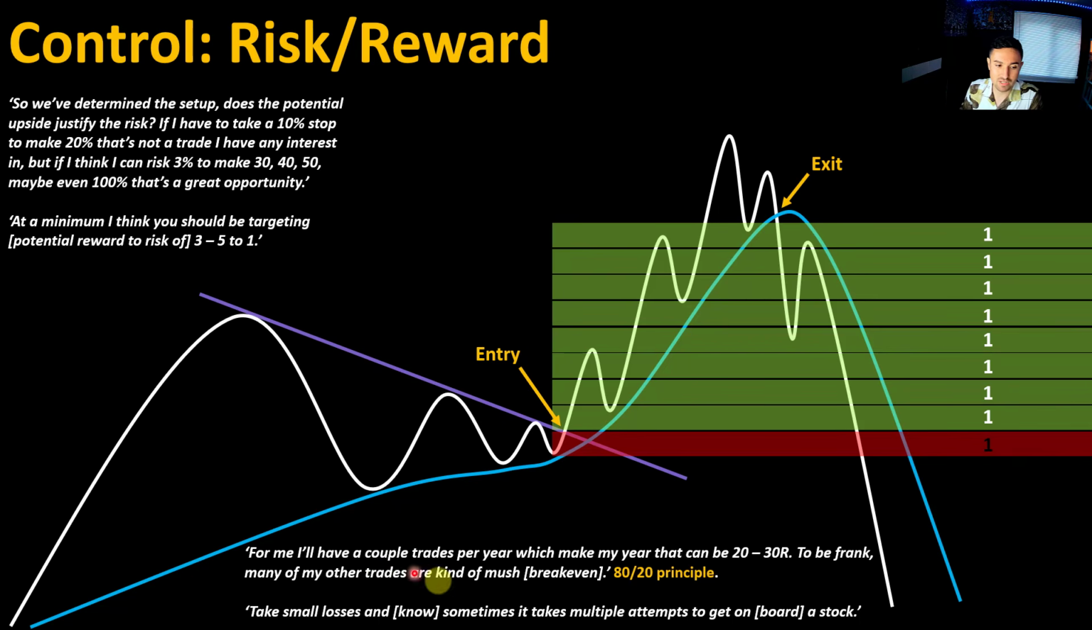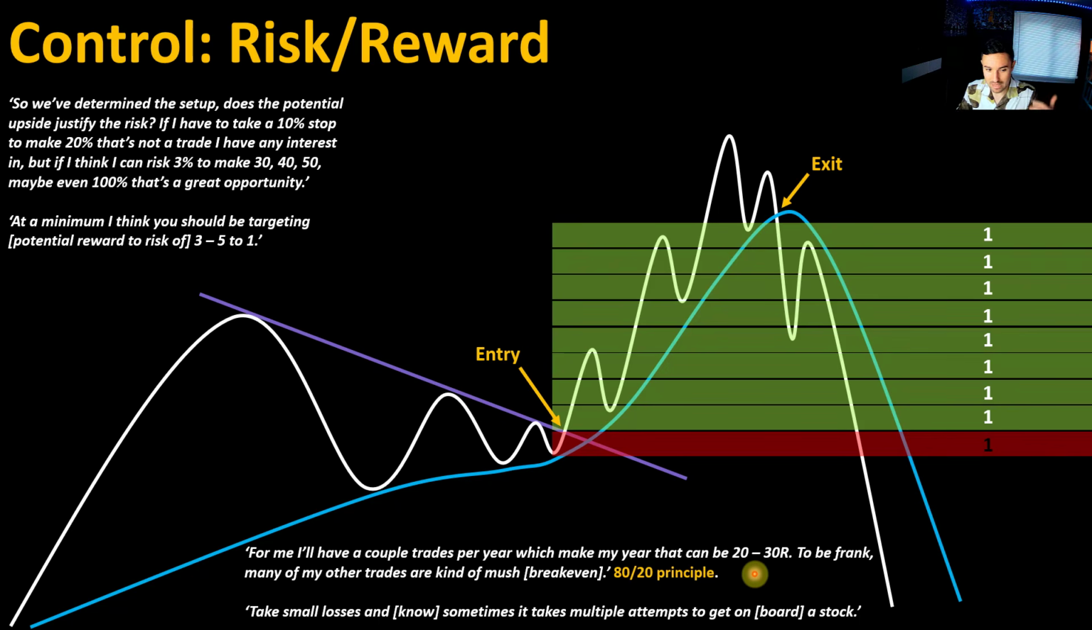So small losses, big winners, small losses, big winners, as we did on the first quote. For me, I'll have a couple of trades per year which make my year that can be 20, 30 R. To be frank, many of my other trades are kind of mush, break even. This is the 80-20 principle. So what he's saying there is a couple of trades per year actually make the vast majority of his profits for the year. So this is also the patience element of waiting for the bigger one to come around and then managing it correctly as well.